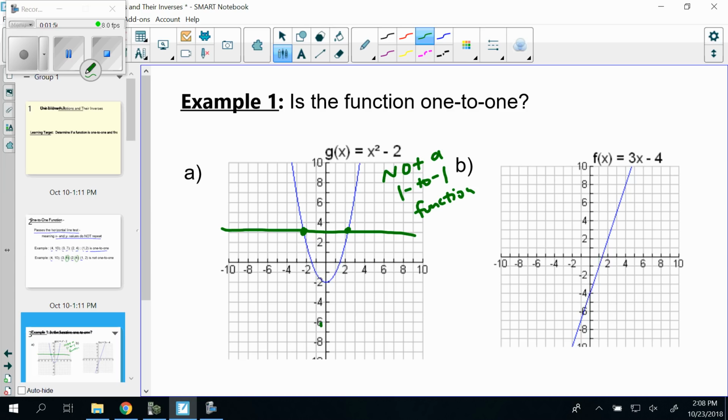All right, let's look at B here. The graph of y equals 3x minus 4. Is it a function? Yep, passes our vertical line test. All our vertical lines only hit once. Let's check our horizontal lines to see if it's a one-to-one. Do we see it hitting more than once anywhere? Nope, it only hits once. So this would be an example of a one-to-one function. So yes, this one is.